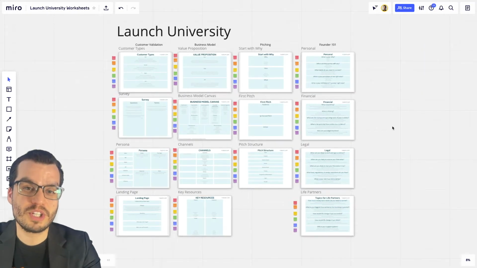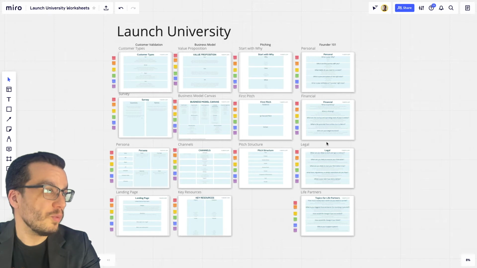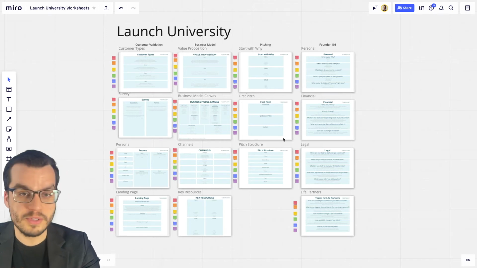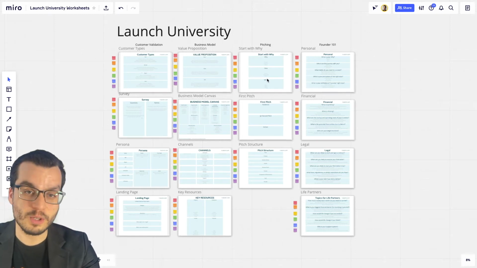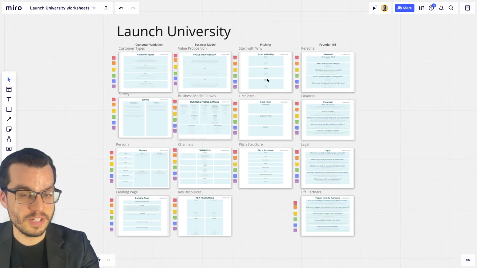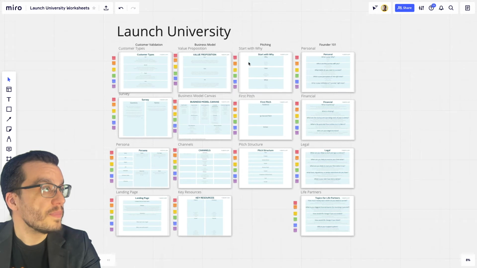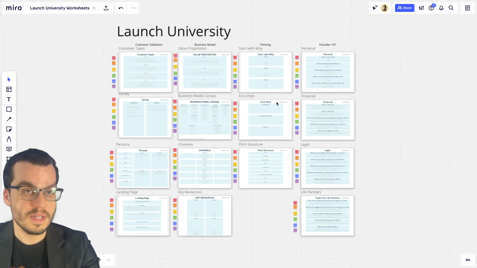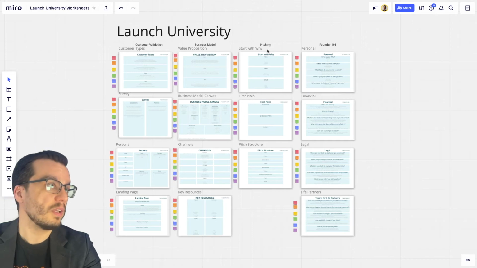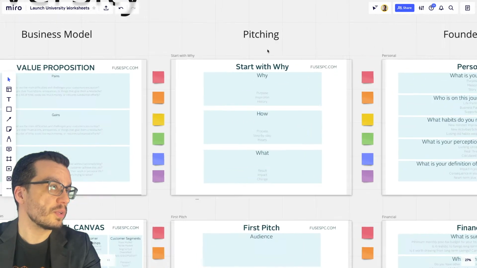This is the big board of worksheets from Launch University. Week by week, we go through these one by one if we do the 5-week course, culminating in the final pitch. Thankfully, there's no worksheet for the pitch aside for the judges. They're finally going to start pulling their own weight that week. Here you can see customer validation, business model, pitching, and Founder 101, the top level topics that we cover each week. And this week is about pitching. So we're going to zoom in.